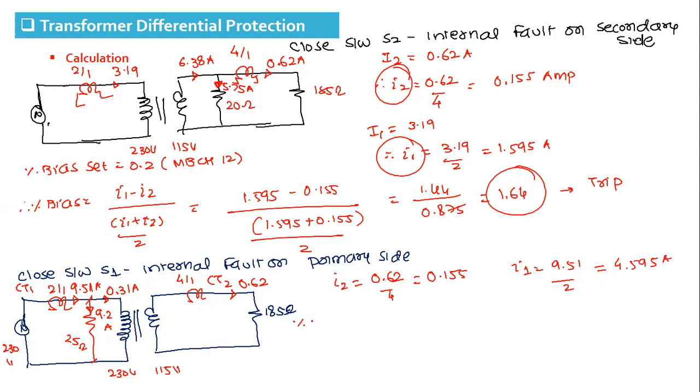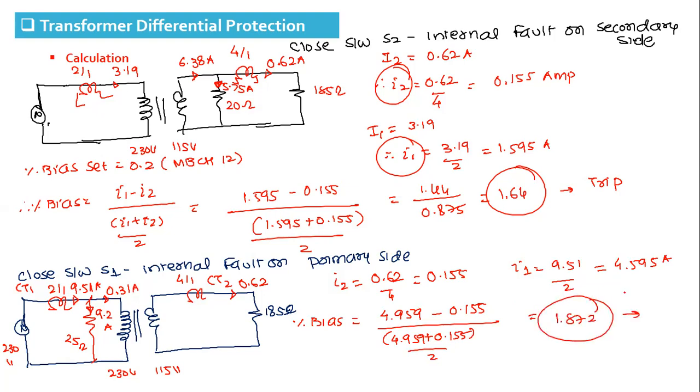And if you find the percentage bias, you can see I1 minus I2. So I1 is 4.755 minus I2 is 0.155 divided by 2. And this will come as 1.872. And obviously it is more than the set value. So the relay will trip.